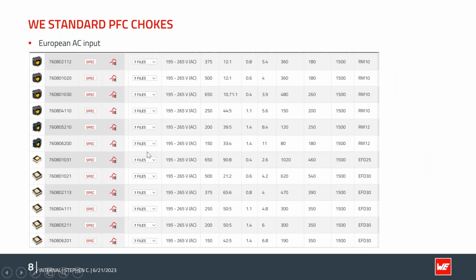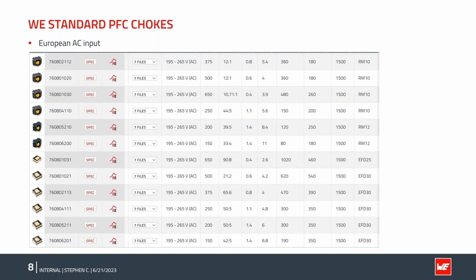And we have even more choices for European AC input, which is from 195 volt AC to 265 volt AC. So once again, we have a lot of inductance for customers to choose, and we provide different saturation current levels for the traditional PFC choke series.